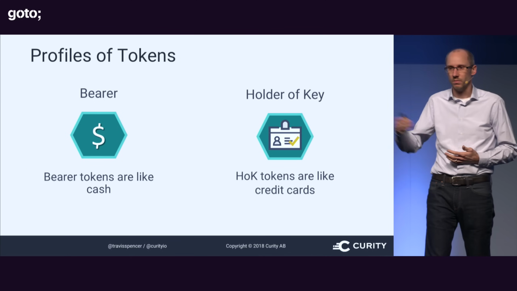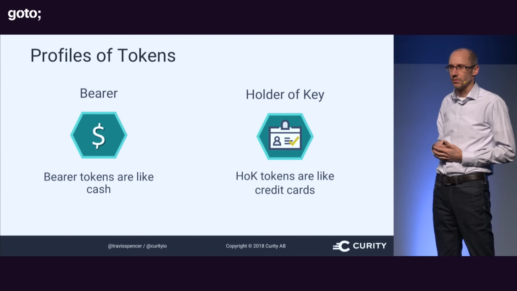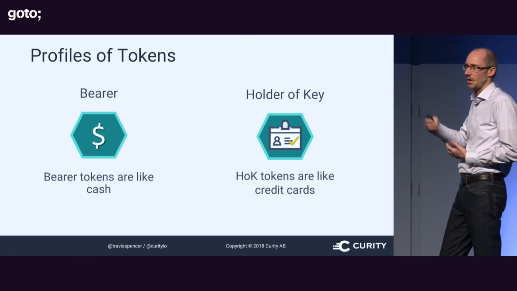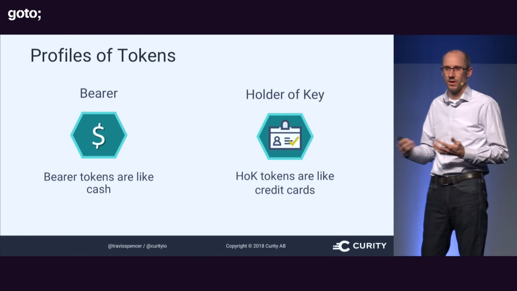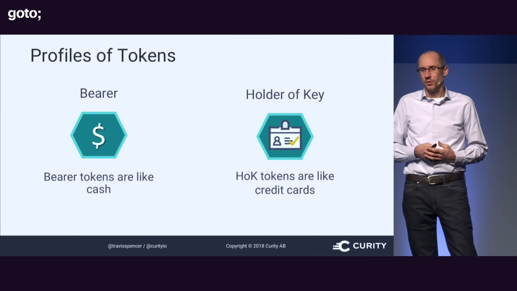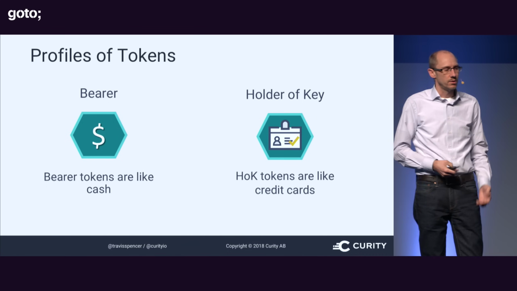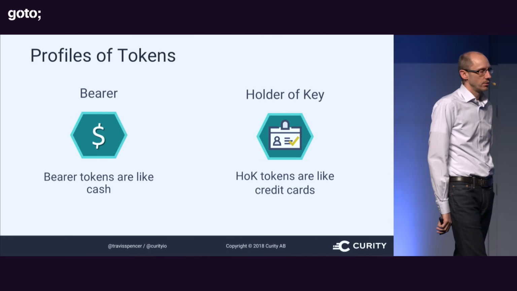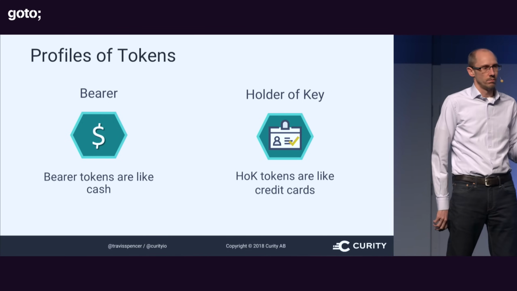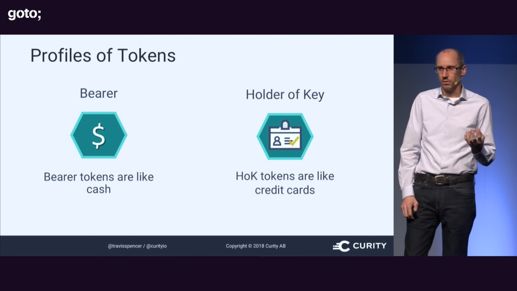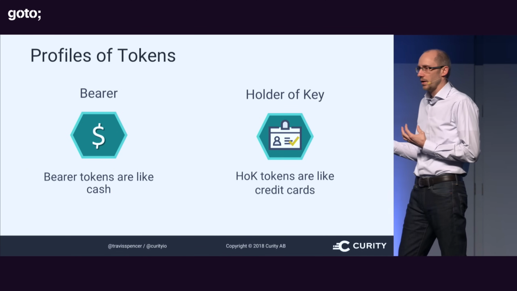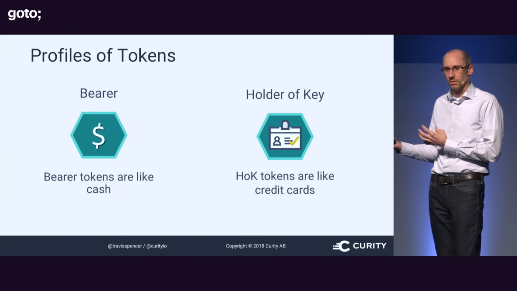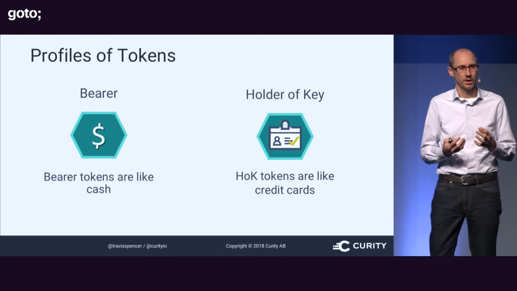So if I find some 100 Danish kroner out here on the street, I can go and buy a coffee, and the barista is not going to ask me, like, did you find this on the street? It's going to give me a coffee. Alternatively, there's something called holder of key tokens, and this profile of tokens is meant to lock down the presenter of the token to make sure that it's the same entity or the same thing to whom that token was issued. And this is analogous to more like a credit card.